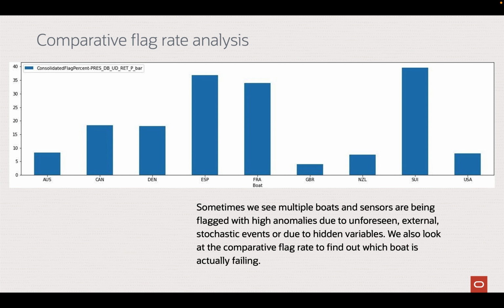Sometimes we see multiple boats and sensors being flagged with high anomalies due to unforeseen external stochastic events or due to hidden variables. We also look at the comparative flag rate to find out which boat is actually failing. Here we see that for one particular sensor, all boats have an anomaly flag rate of around 10%. This is unnaturally high for a singular boat. With this focused comparative analysis, we are able to figure out that it is an external factor and dive deeper to pinpoint causes of specific anomalies.